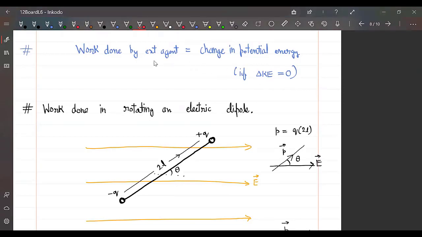And see, the work done by external agent is equal to change in potential energy only if kinetic energy is zero. This holds true only when the kinetic energy is zero, not in any other case. If kinetic energy is not zero, then you use the work energy theorem. That is, work done by external agent is equal to change in kinetic energy plus change in potential energy. This is the work energy theorem that you can use if kinetic energy is not zero.